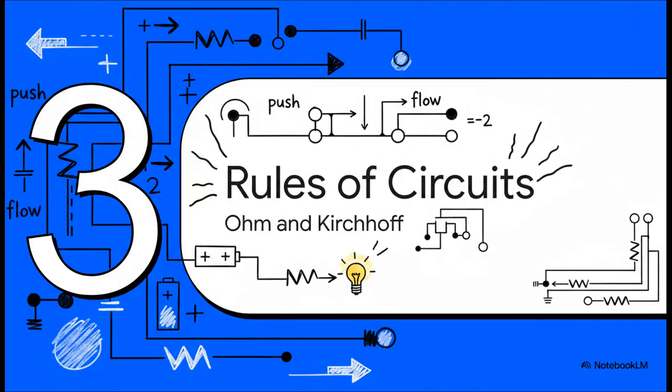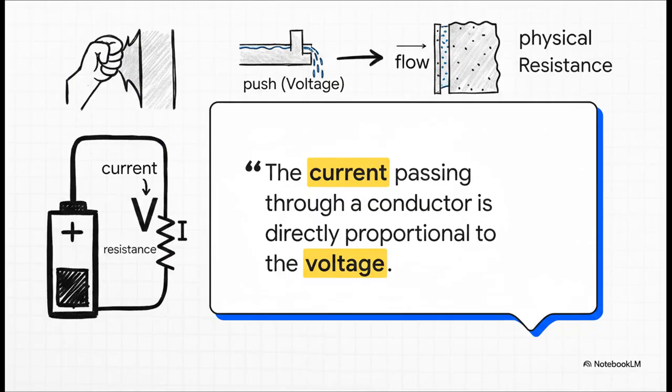Which brings us to part 3, the rules of circuits, Ohm and Kirchhoff. All right, so our characters are set on the board. How do they actually interact? This brings us to the grammatical rules of circuits. These are the rules that dictate exactly how push and flow distribute themselves across all those nodes and branches. And the most fundamental rule of all? Ohm's law.